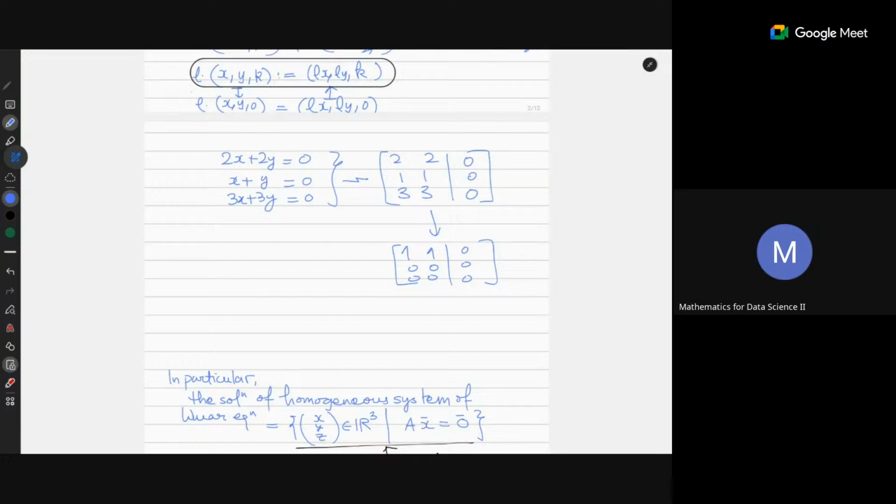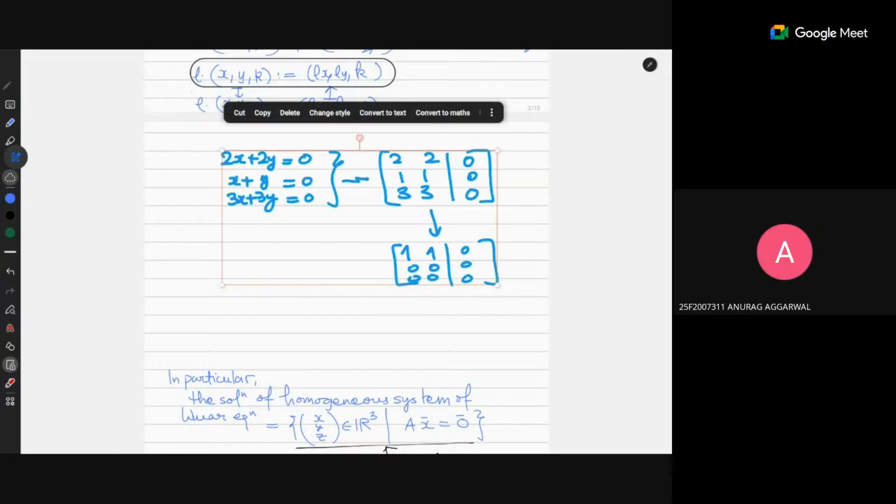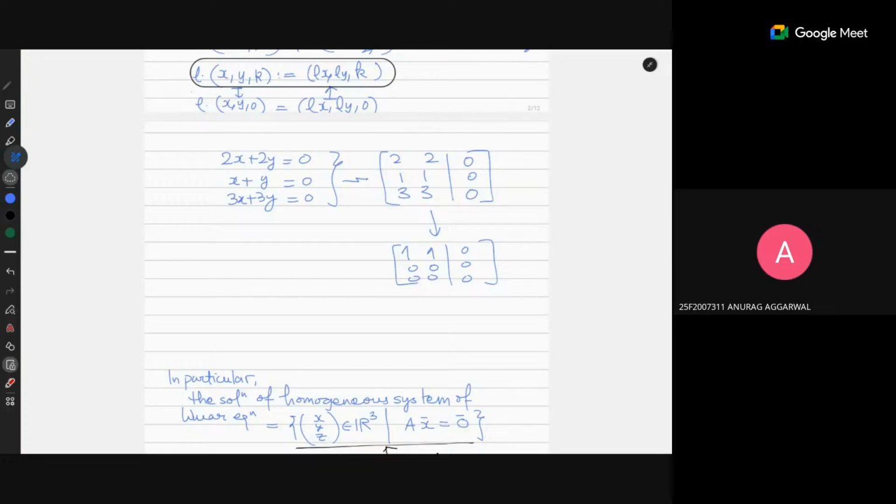Sir, can we get a unique solution also in this case, sir? No. What is a unique solution? If you are getting more than one solution, then that solution is not unique. Sir, what about another set of equations similar to this, which have 3 equations, 2 variables? Yeah, then there is a possibility, but it is not always the case. That is what I'm saying.